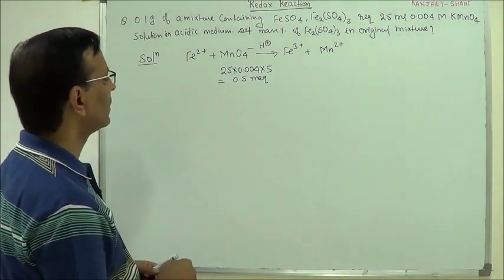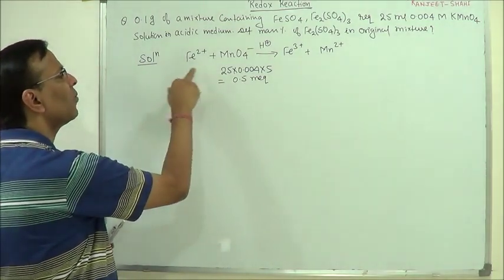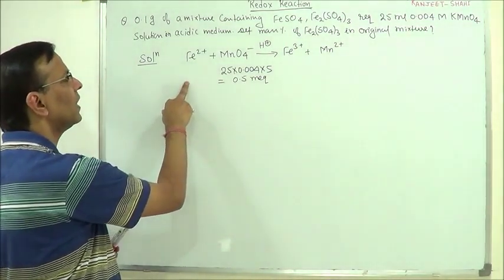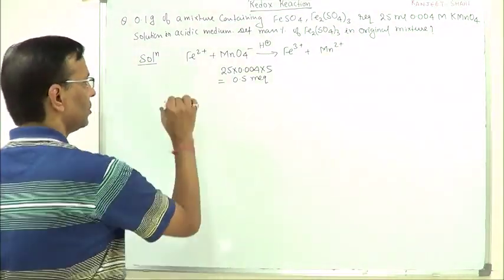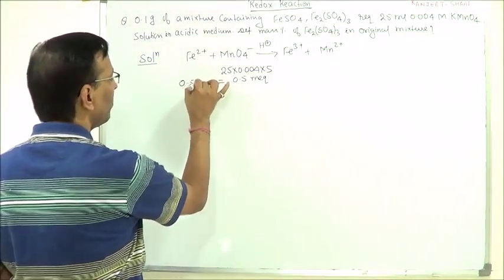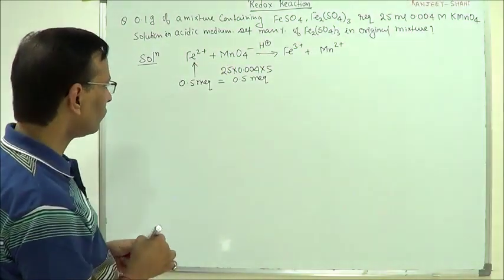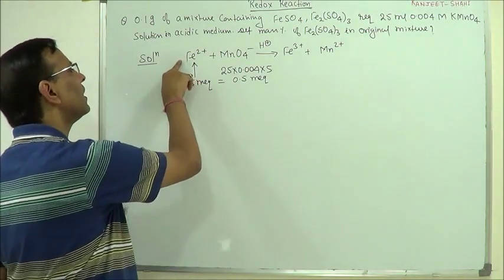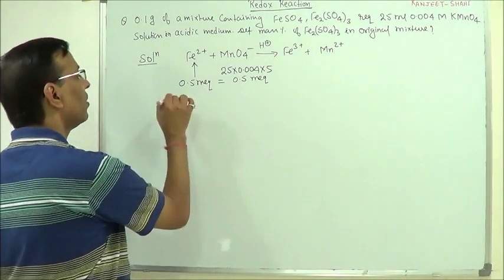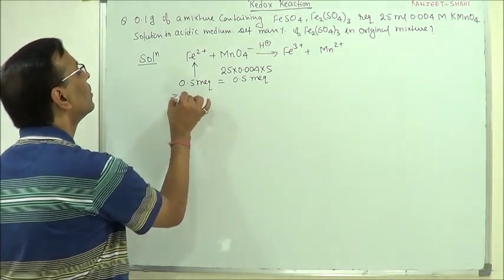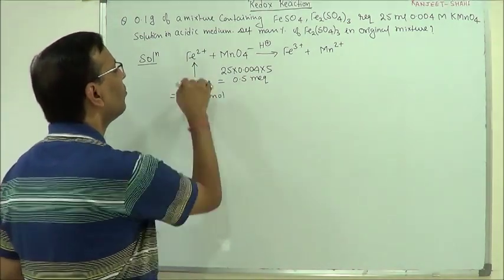Milliequivalent. So it indicates that 0.5 milliequivalent of ferrous ion is present in the mixture. So 0.5 milliequivalent of ferrous ion is also present. And in this reaction, N factor for ferrous ion is 1. So we can say that this is also equal to 0.5 millimole of ferrous ion.